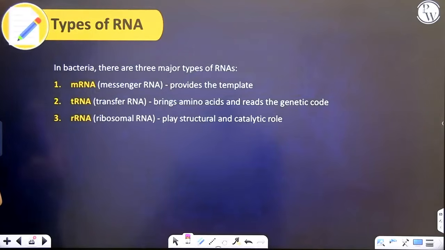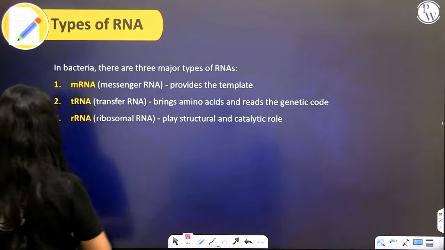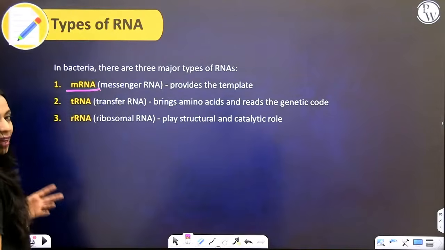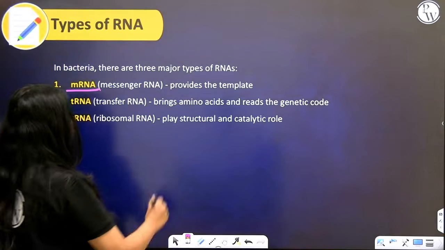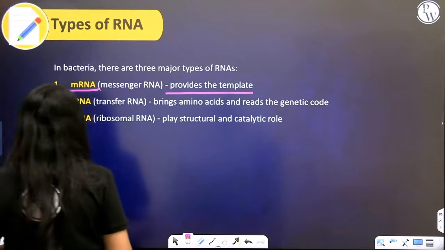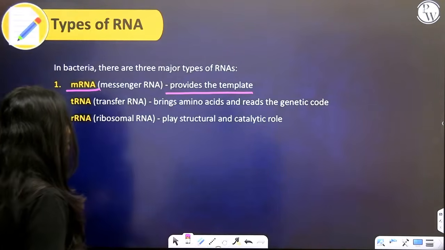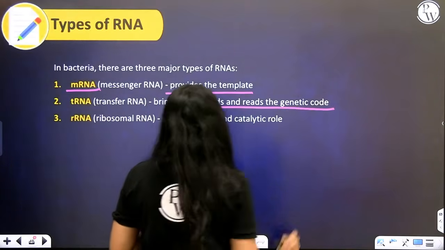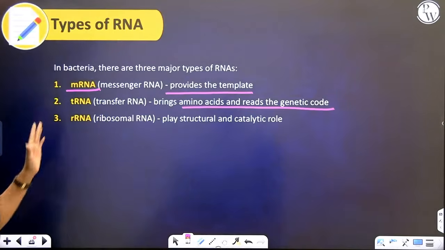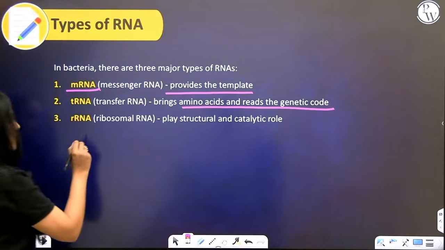Now let's talk about the different types of RNA. In translation, many types of RNA are involved. Let's learn about them. The first type is called mRNA. mRNA is short for messenger RNA and it provides the template like I already said. tRNA brings amino acids and reads the genetic code. How exactly it does that, we'll learn about it later. It's short for transfer RNA.